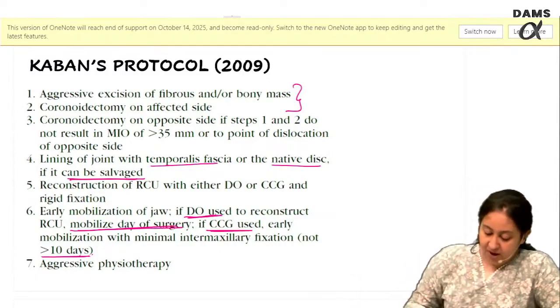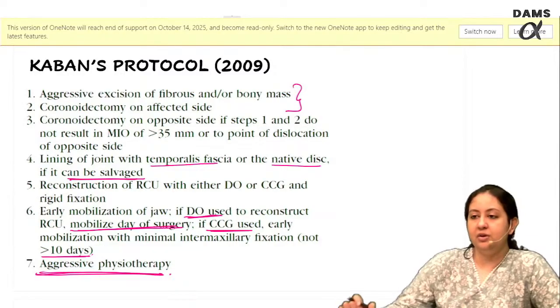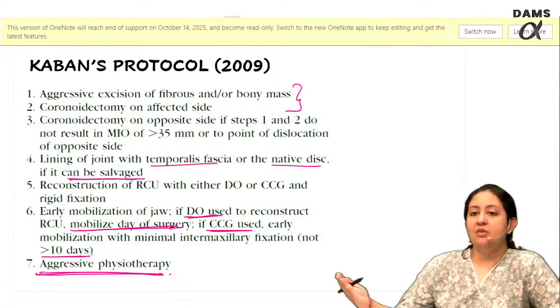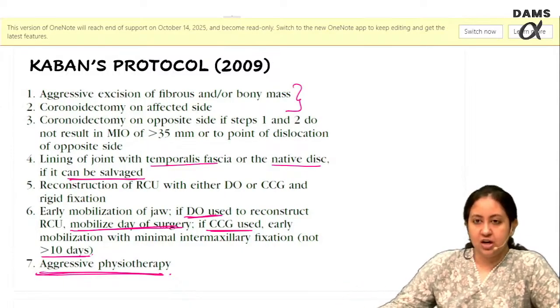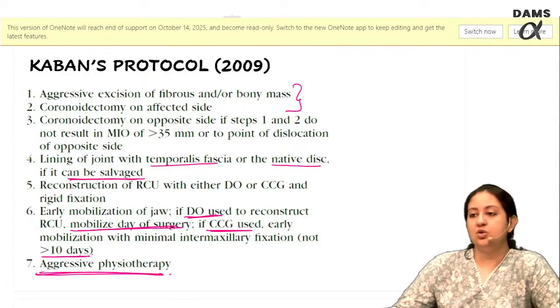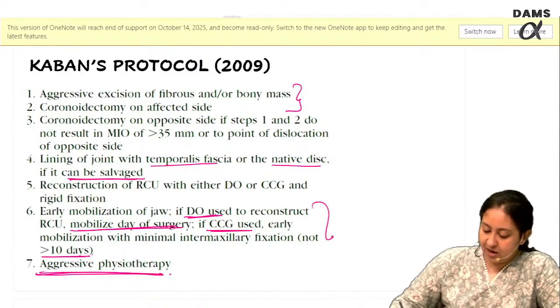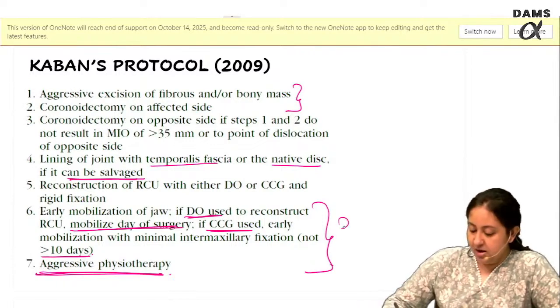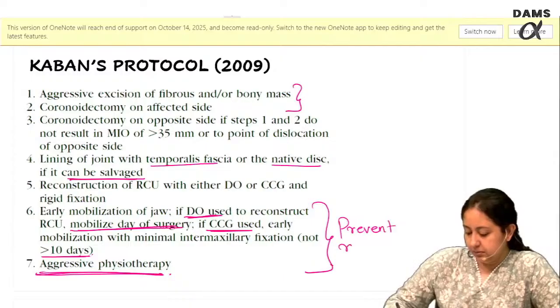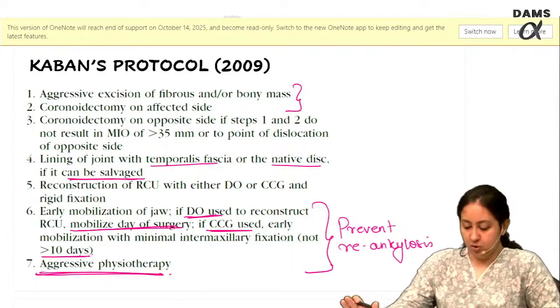Followed by aggressive physiotherapy. This has to be done for a very prolonged period of time to prevent re-ankylosis, because you have done a joint surgery and removed a part of the joint, there is osteogenic potential, there is organization of blood clot, and both of these things can give rise to ankylosis again. So you have to give aggressive physiotherapy so that you keep disrupting the clot. The last 2 points, early mobilization and aggressive physiotherapy, are to prevent re-ankylosis. I hope Kaban's protocols are clear.